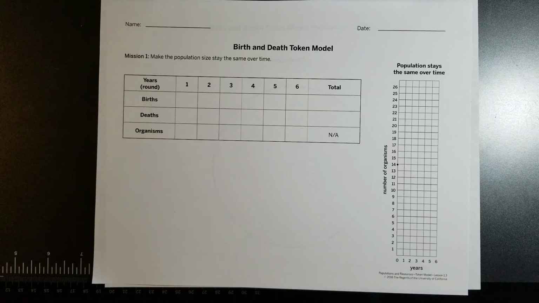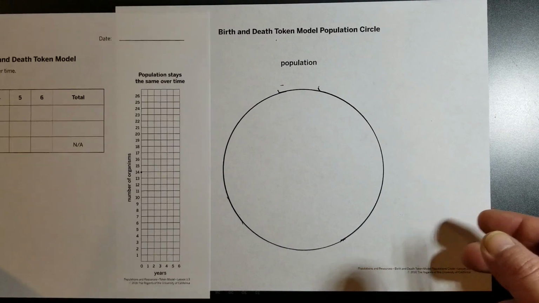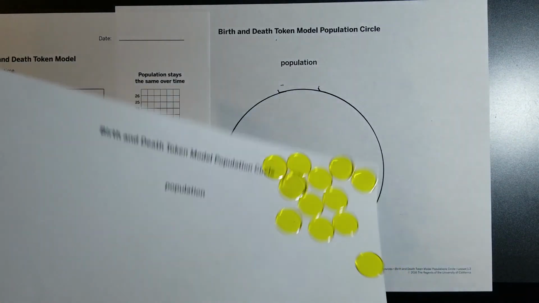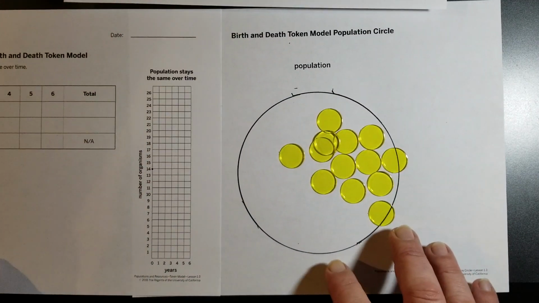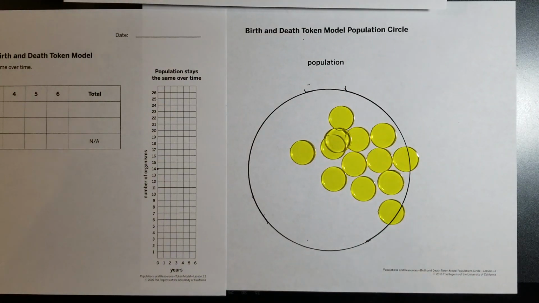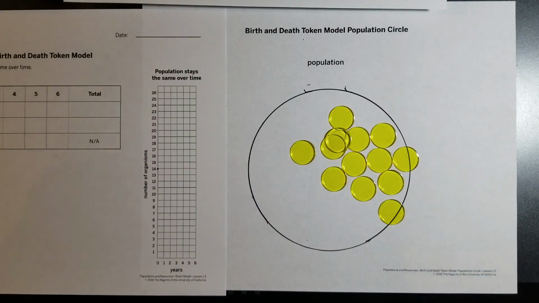Awesome. Glad you're back. Okay, so here's what we're going to do. If you can imagine that these tokens here are organisms, if an organism is born, we will place it into our population, and if an organism dies, we will remove it from our population. When we're done with our token activity here, we are going to make a few line graphs as well, and that's what you see this graphing portion here for.